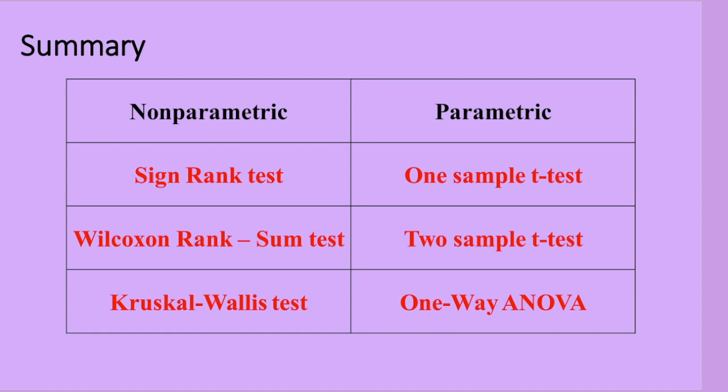Hi class, before we move on to the next subtopic, let's do a short review on non-parametric tests that we have discussed previously. So we've discussed the sign rank test, which corresponds to the one sample t-test or the one sample z-test. We've also discussed the Wilcoxon rank sum test, which corresponds to the two sample z-test and t-test. And in this video, we will discuss the Kruskal-Wallis Test, which corresponds to the One-Way ANOVA.